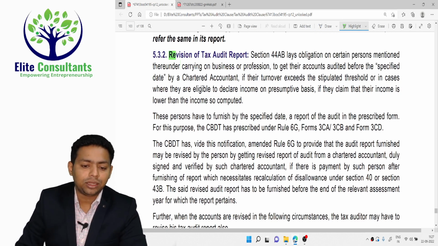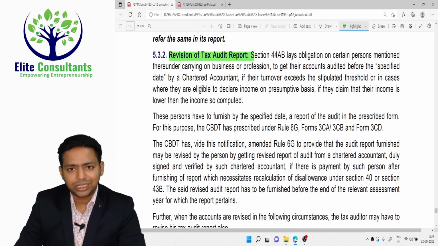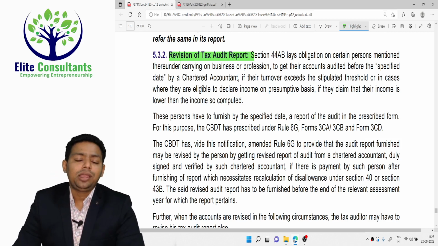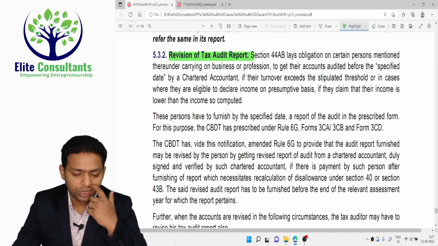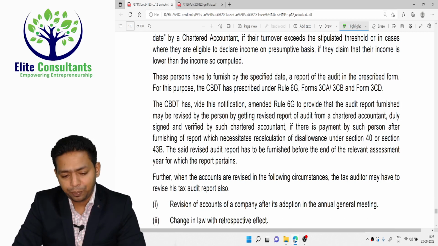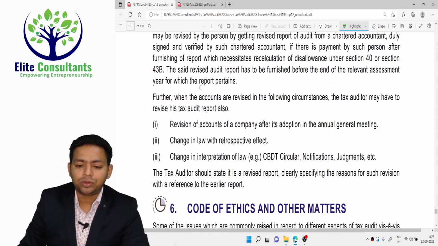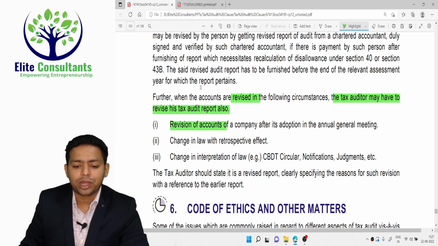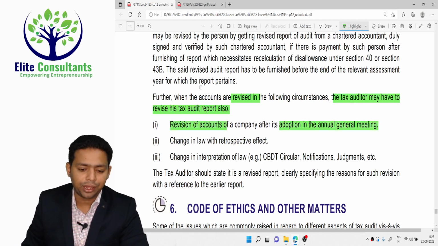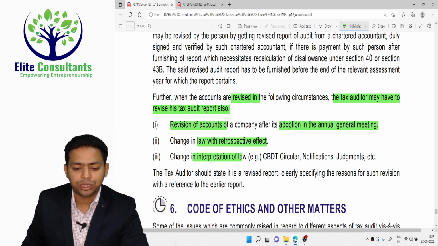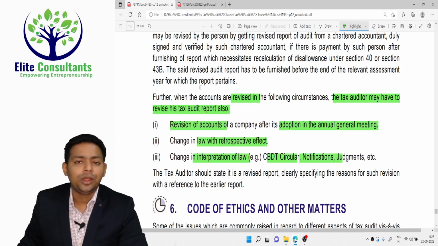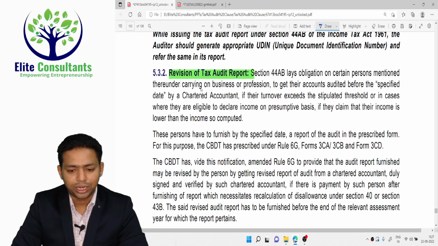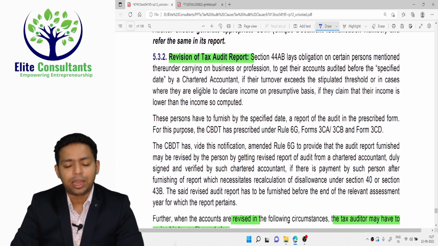Another question comes: can the tax audit report be revised? So ideally we say don't revise anything. Why are you revising when you can do it in a perfect manner? But if there has been some miscommunication in the tax audit report, yes, revision of the tax audit report is also possible. Further, when accounts are revised in the following circumstances, the tax auditor may have to revise the tax audit report also: revision of accounts of the company after adoption in annual general meeting, change in the law with a retrospective effect, change in the interpretation of law due to CBDT notification or judgment. Then the tax auditor can revise the report. It is not an ordinary circumstance, but yes, the tax audit report can be revised.